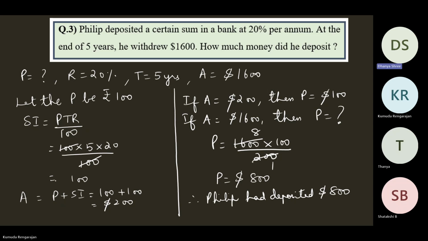Then what's the amount? Principal 100 plus interest 100. $200 is the amount. Now, if amount is $200, then principal is $100. If the amount is $1,600, then what is the principal? Cross multiply 1,600 into 100 by 200 and simplify, you get 800. So Philip had deposited $800.